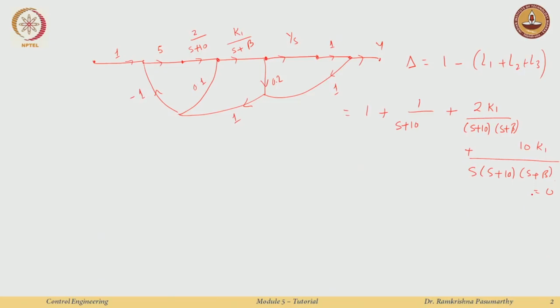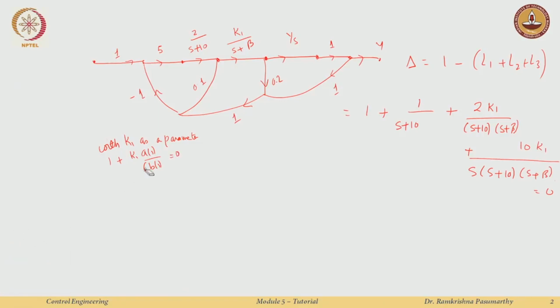So, if I want to draw the root locus with k1 as a parameter, I need to get the equation in the form 1 plus k1 times something in the numerator polynomial a of s, over something in the denominator polynomial b of s, equal to 0.